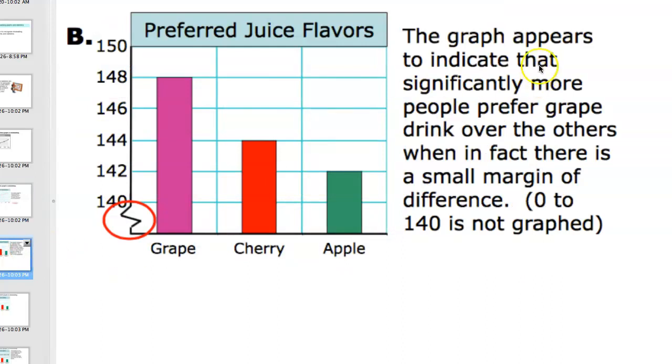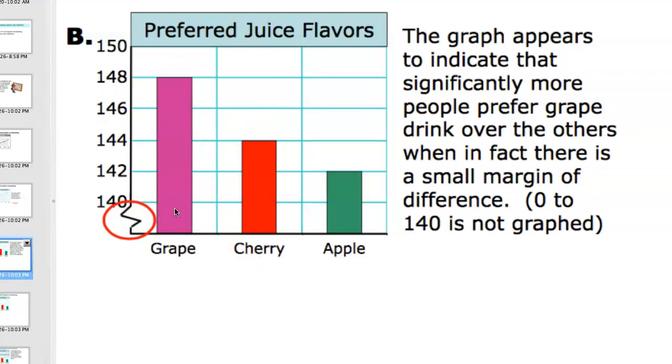All right, this graph is on preferred juice flavors. The graph appears to indicate that significantly more people like grape juice than cherry and apple. But in fact, there's actually only a small margin of difference. So if you see here, 148 people like grape, 144 like cherry. That's only 4 difference, but it looks like it's so big.